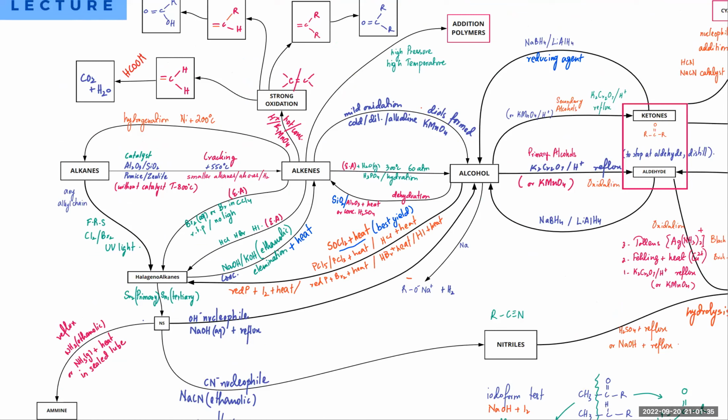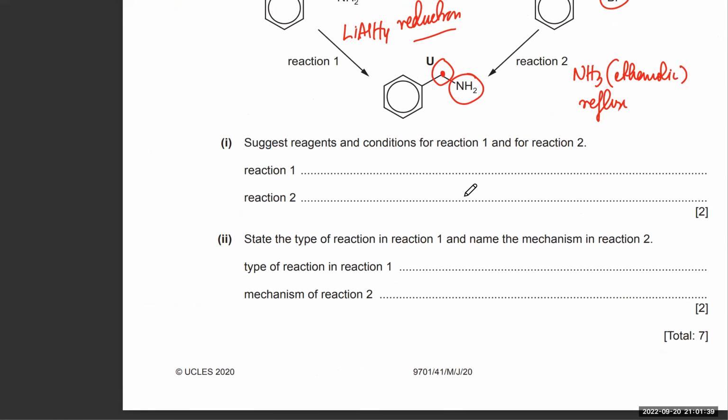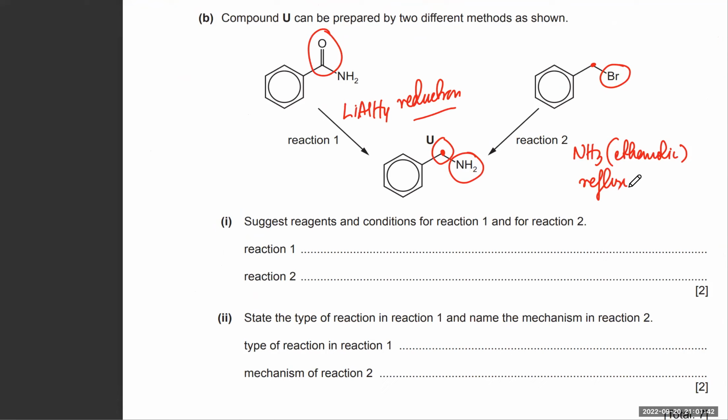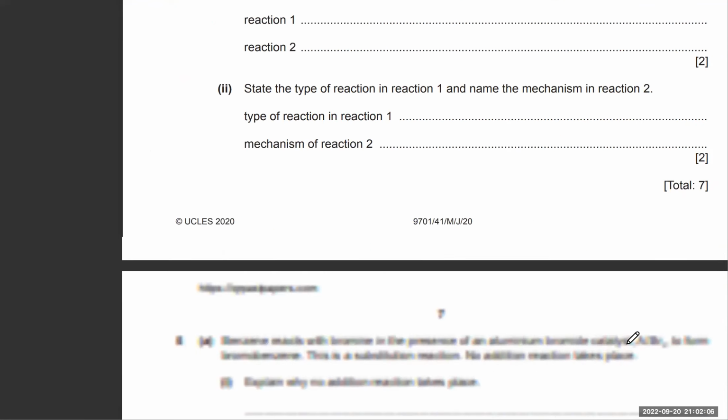Going back to the question, we've got: state the type of reaction 1, and name the mechanism in reaction 2. So this one was your nucleophilic substitution, and that's a primary halogenoalkane. Primary halogenoalkanes undergo SN2 mechanisms. Okay, I don't think he was being that specific. You just write nucleophilic substitution, and that's reduction. We already wrote reduction for that. Now moving on.